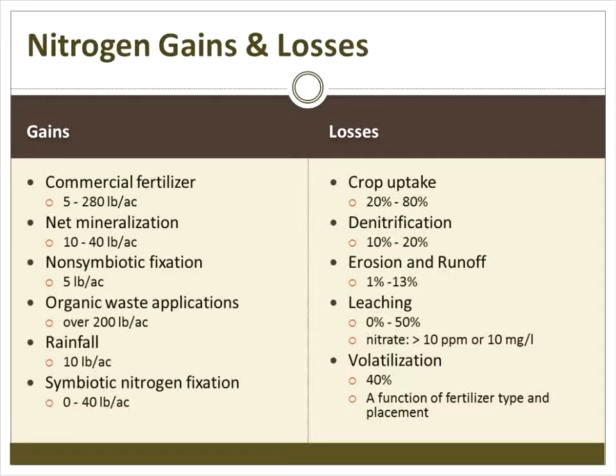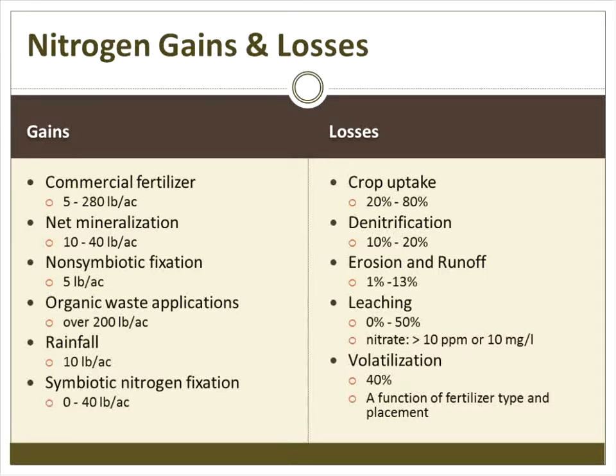Now, if you remember back when we were talking about water quality, nitrate nitrogen in the shallow groundwater can be a health problem for humans, and it can also be a health problem for animals. The standard is that you cannot have more than 10 parts per million or 10 milligrams per liter nitrate nitrogen in your shallow groundwater. And so if you have a lot of leaching, you may actually violate this standard of 10 parts per million nitrate nitrogen.